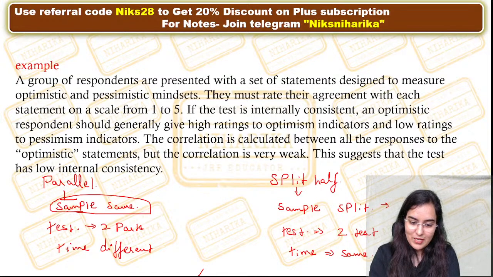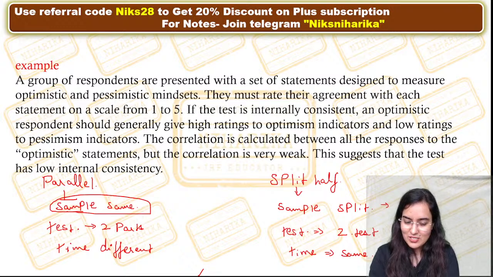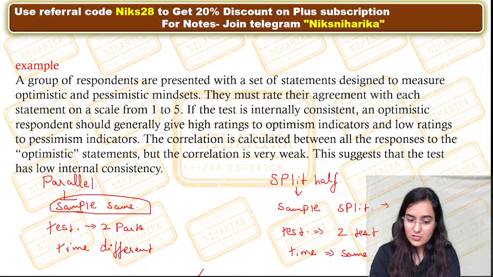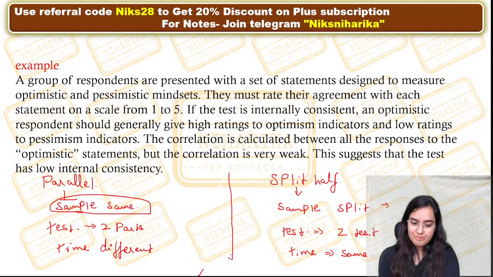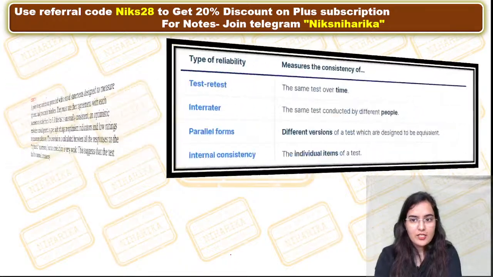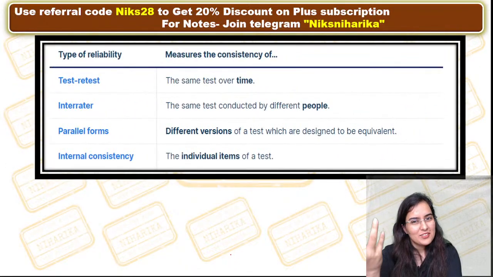Parallel reliability is like UGC NET, where for the same subject the test is conducted in 2 shifts. Yes, of course, Sarvani, perfectly right. Now, did you get the difference between both parallel and split? Yes. Okay, now let's take the summary.